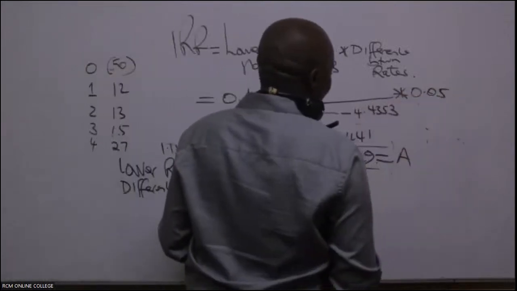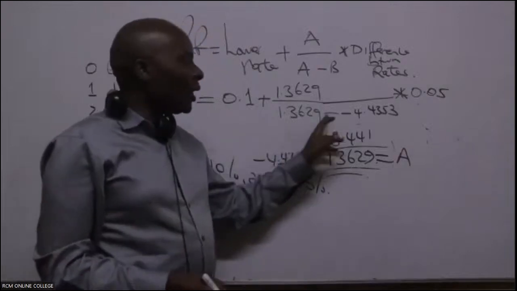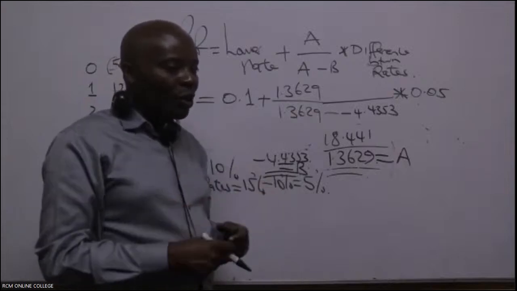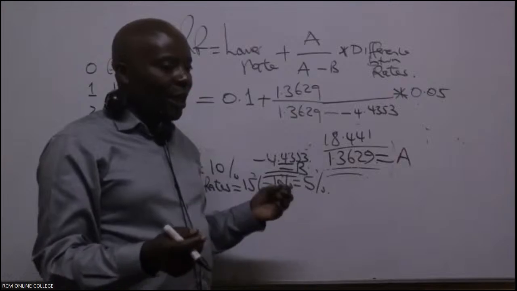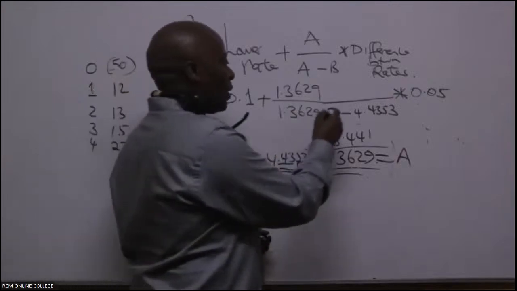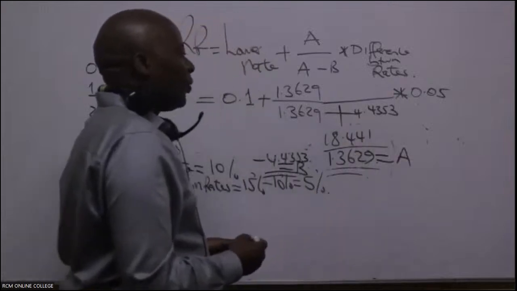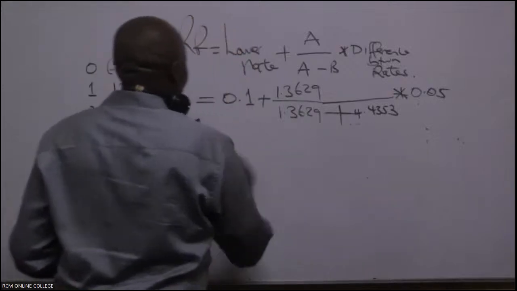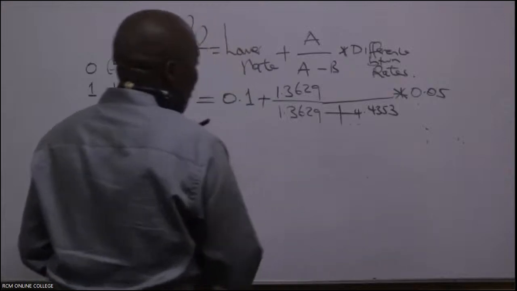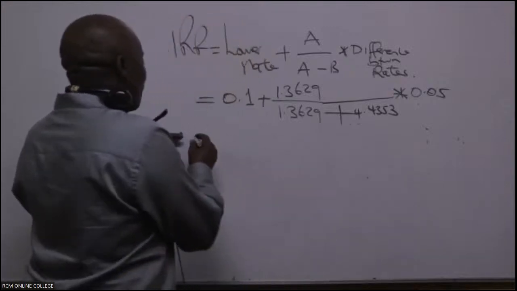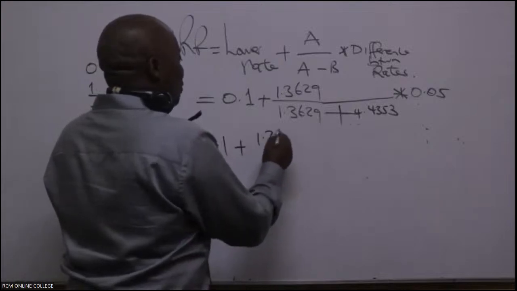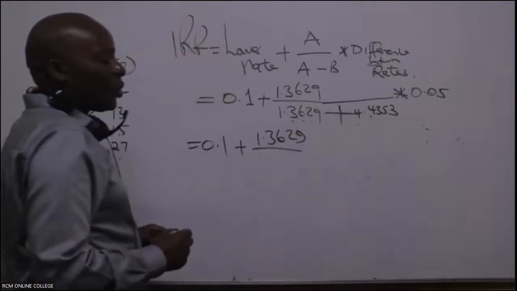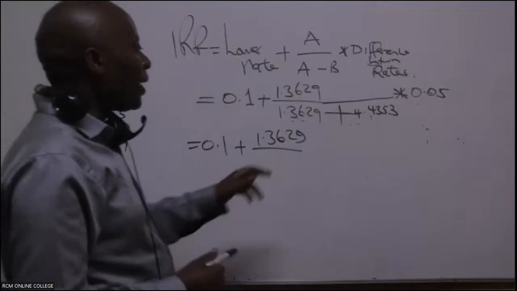Now, you mathematicians, let me ask you a question. When you see these two negatives locking horns like that, what comes to your mind? It becomes positive. So in this case you can add it like that. Let's go slow here. So this will be 0.1 plus 1.3629, all over. Can you kindly add the two? Kindly take this plus this.